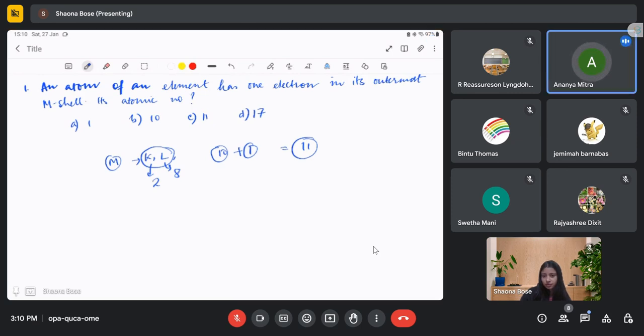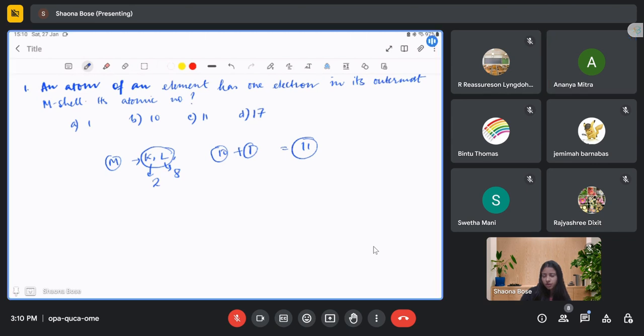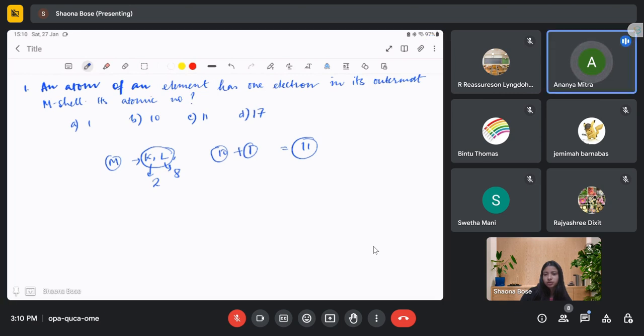Number of protons in nucleus. Okay, but you have just found the number of electrons. So why do you say this is equal to the number of protons? Because atom is neutral, so number of electrons is equal to number of protons. Exactly. Excellent. Right.